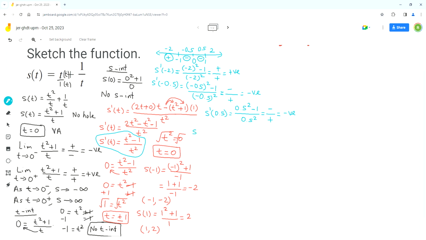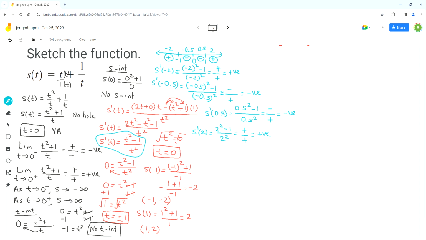Now we can use the last test value 2. So it's 2 squared minus 1 over 2 squared. So we'll get a positive value in the numerator, positive in the denominator. So the overall value will be positive. So the function is increasing on the right side of t equals 1.